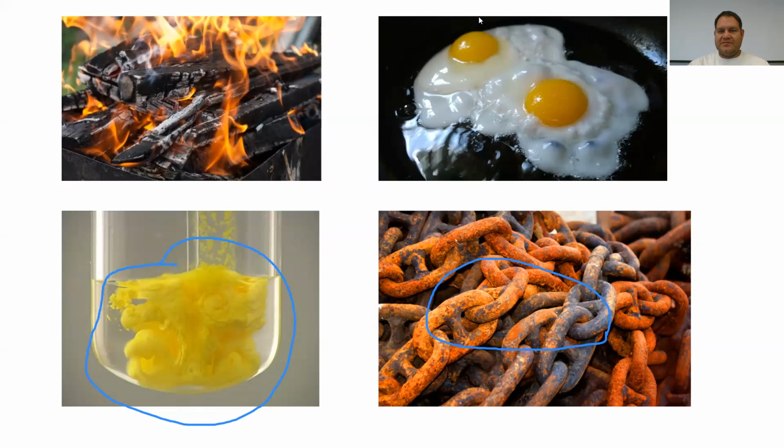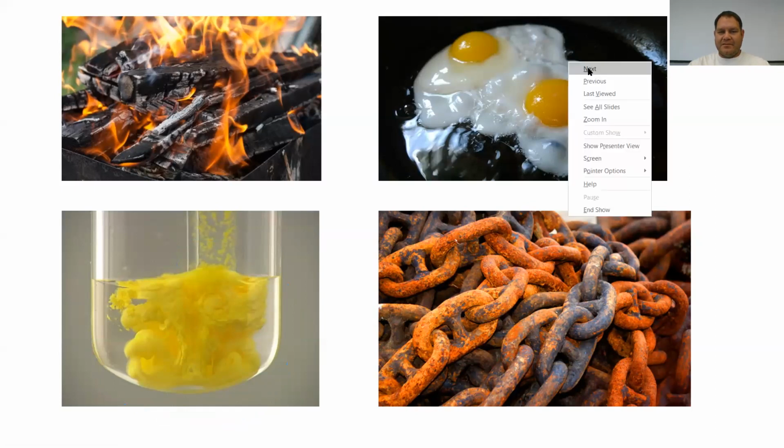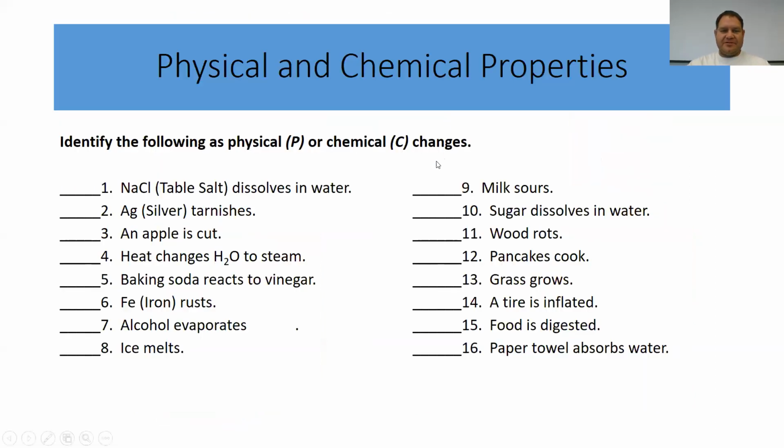Let's go and do this exercise here. Very similar to what we did earlier, but this time we're going to be looking at processes. Are they chemical changes? Are they physical changes? If it's a physical change, just put a P. If it's a chemical change, put a C. So just pause this video for a minute and answer what's going on here.